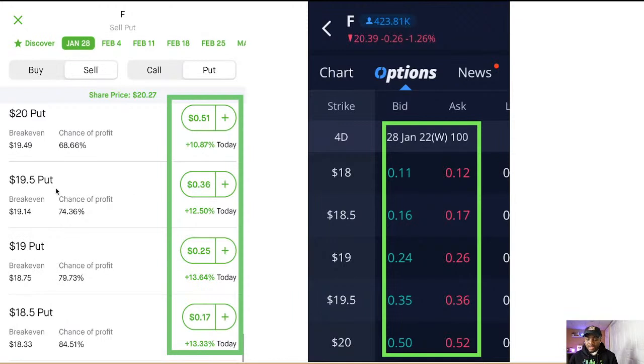Now, let's keep looking. The 19.5 strike, you can collect $36. The $19 strike, $25. The 18.5, $17. So you can think of selling put options kind of in a way of collecting dividends on your money, but on steroids. Think of it like that. Because, and I'll get to the breakdown as to what I mean with that too. So take a look at this.